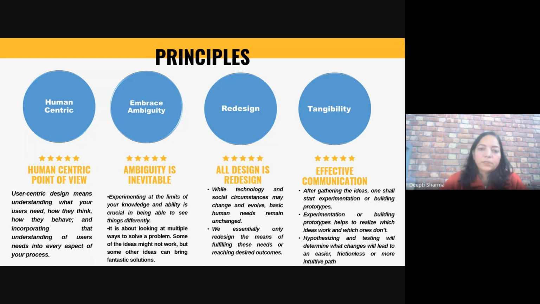And the second principle is ambiguity. Embracing the ambiguity means that ambiguity is inevitable. So experimenting at the limits of your knowledge and ability is crucial in being able to see things differently. It is about looking at multiple ways to solve a problem. Some of the ideas might work, and some other ideas might not work. But we should understand that ambiguity is inevitable, and we should embrace each and every part of this ambiguity.